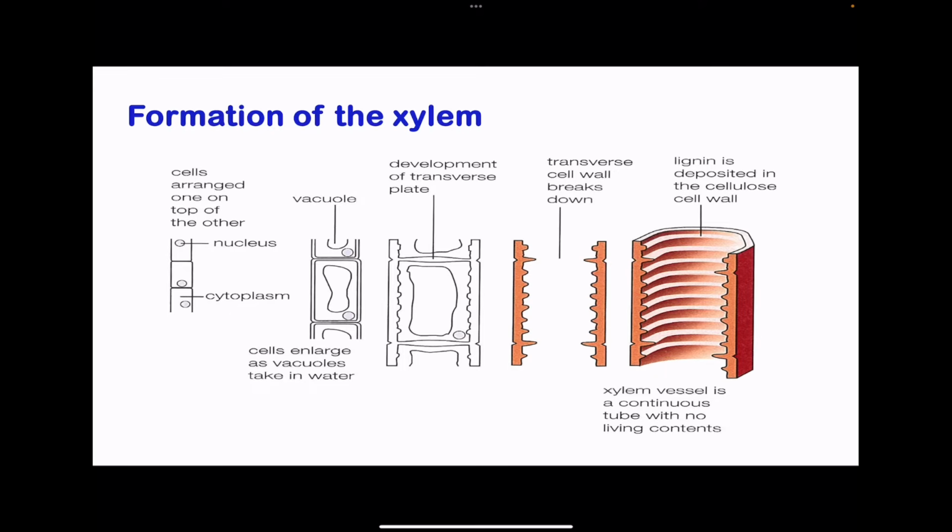This is what we see in the formation of the xylem. We can see the cells are originally living. However, due to added lignin, they die. The cytoplasm is going to be lost, and then the transverse plate is going to break down. When it breaks down, we create hollow tubes that can transport water and mineral ions from the roots towards the leaves.